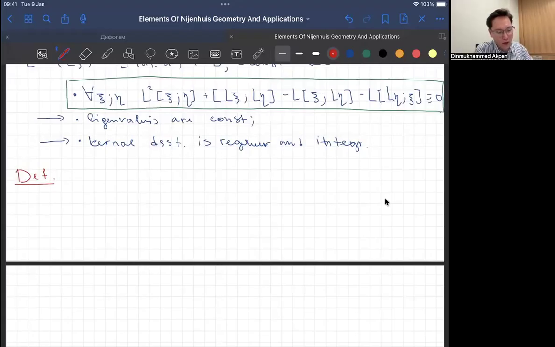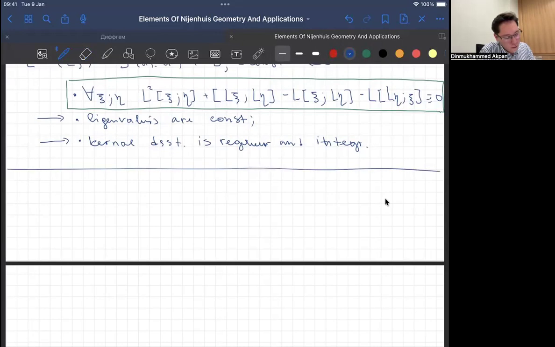Okay, let me remind you. Please don't be shy to ask questions, since we are here to study something. What is a tensor? We have a manifold and we have a tangent space.